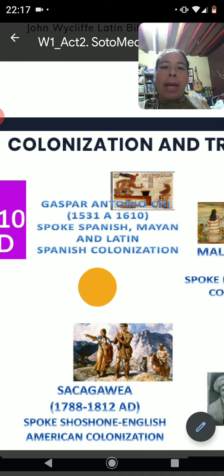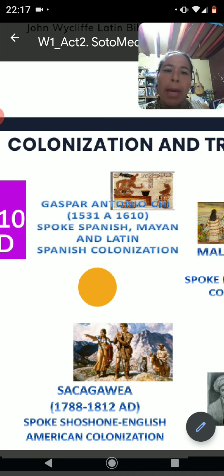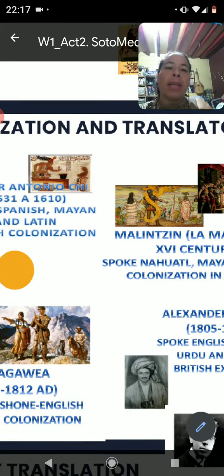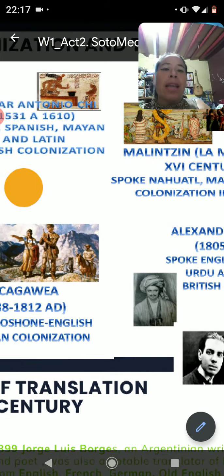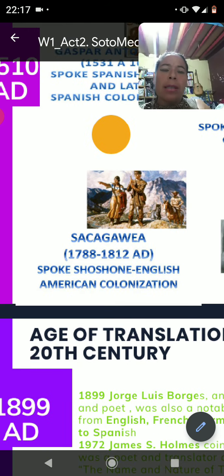We have Gaspar Antonio Chi, a Mayan man who learned Spanish and Latin and helped with Spanish colonization, and also La Malinche, whose original name was Malinatzin and who was known by the Spaniards as Doña Marina. She spoke Nahuatl and Mayan, learned Spanish, and helped with the colonization. She was given to Hernán Cortés, and she helped him with the conquest in Mexico.